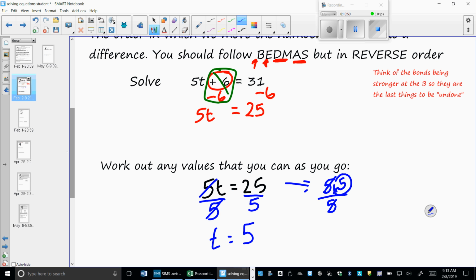And so that's a really good check, that if you're sitting at the end of the test thinking, I'm a bit bored now, I've checked it, this is a great check. Substitute your values back in and make sure that they give you the right answer.